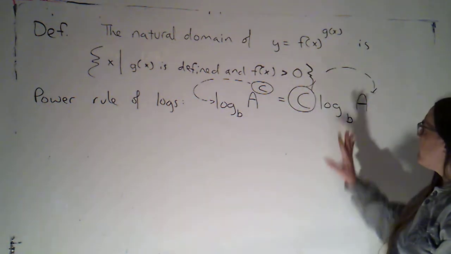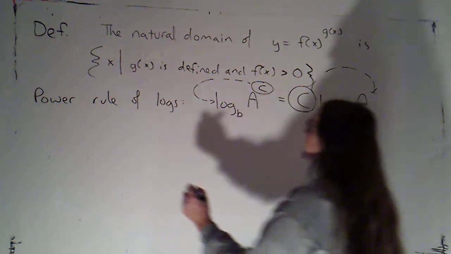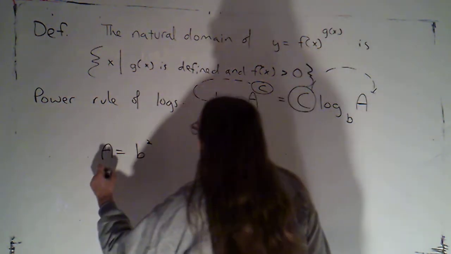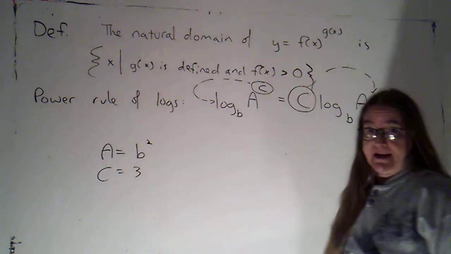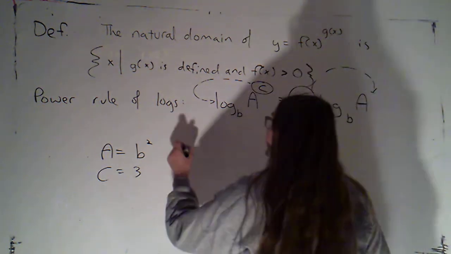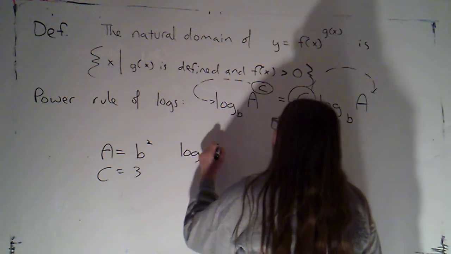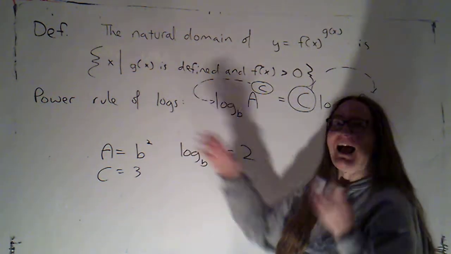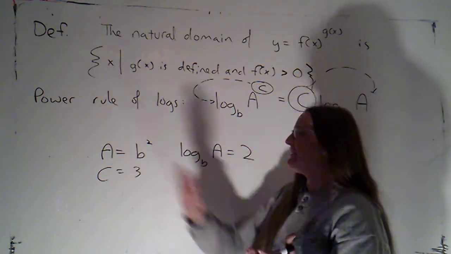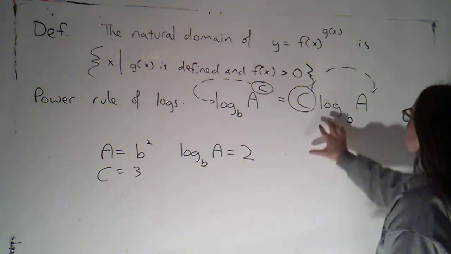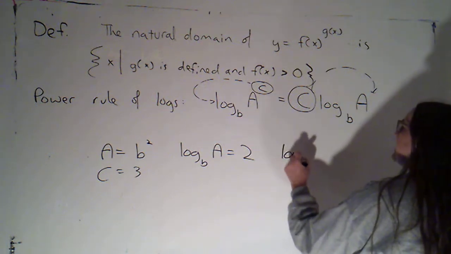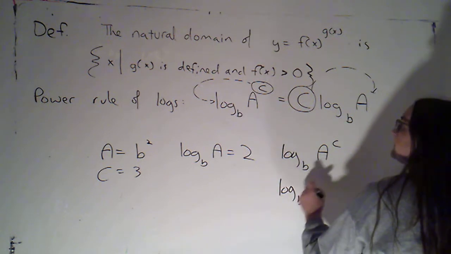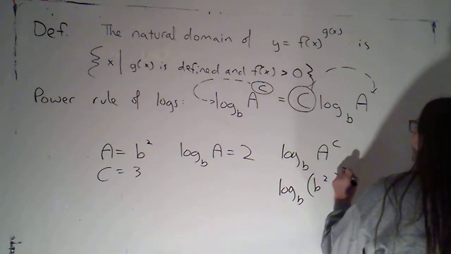Okay. I'm just going to remind you of why that works. Let's just suppose that a was b squared and c was 3. Now, with this, that would mean that the log base b of a would simply be 2. That's the exponent I need when b is my base to give me a. Okay. So if I'm looking at the log base b of a to the c, that would be the log base b of b squared cubed.